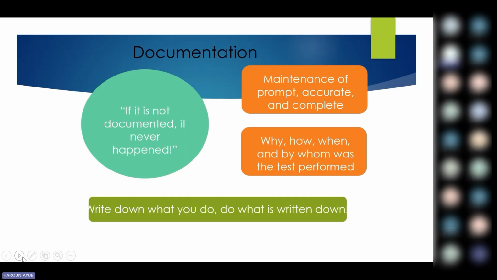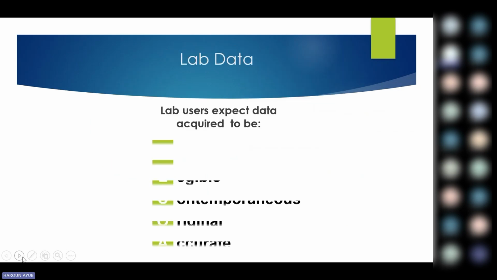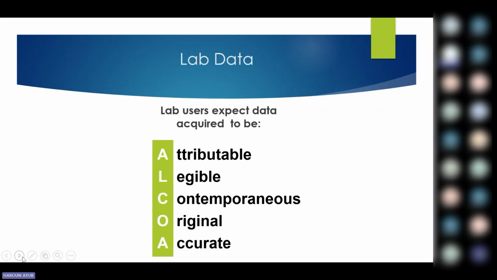Under documentation, if it's not documented, it never happens. Ensure that all those competency assessment tests are done correctly. Your IQCs are printed and correctly stored and so on. Maintain prompt, accurate and complete documents: why, how, when, and by whom was the test performed. Ensure that the sign-offs are clear so that they can be tracked down if there is anything. So write down what you do, do what is written down, follow your SOPs and so on. Under lab data, lab users expect data to be attributable, legible, contemporaneous, original, and accurate.